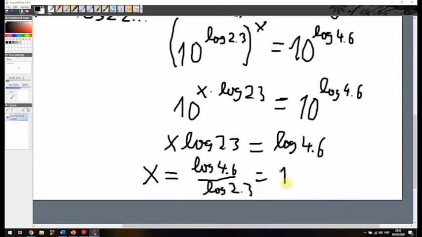If you don't believe me, put it in the calculator for yourselves. It's 1.8322.